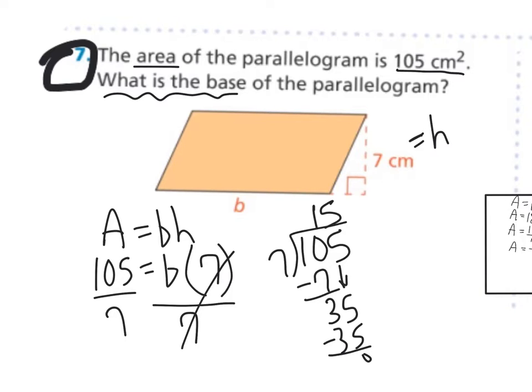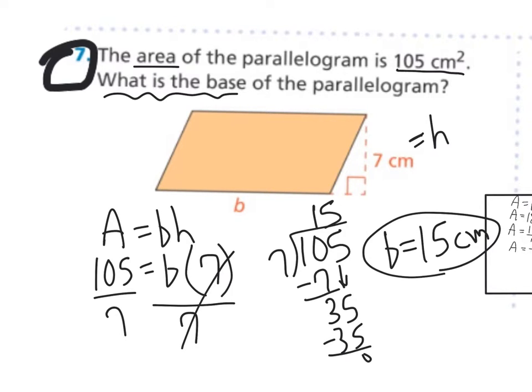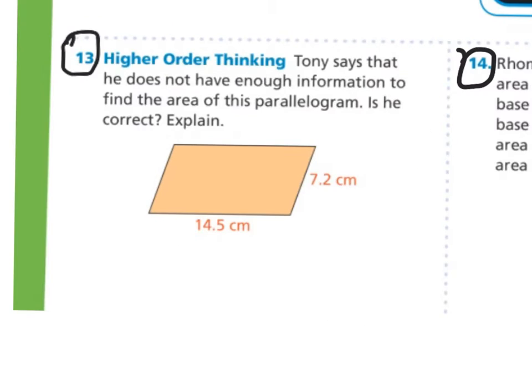So our base is equal to 15 centimeters. Remember, this was just one of the dimensions of our parallelogram, so it's going to have regular units, not square units, like our areas do. If we look at number 13, Tony says he does not have enough information to find the area of this parallelogram. Is he correct? And explain.